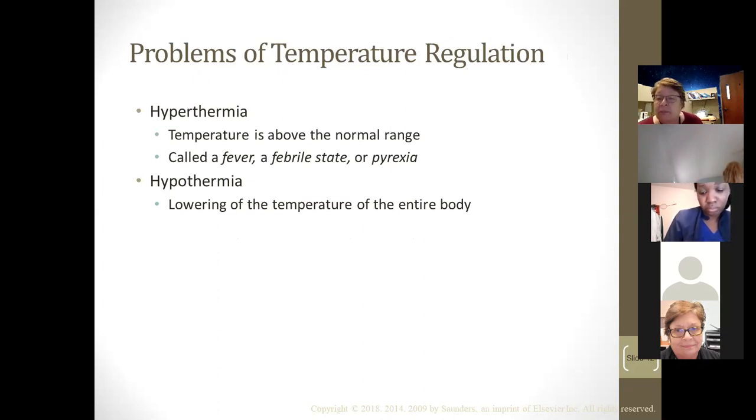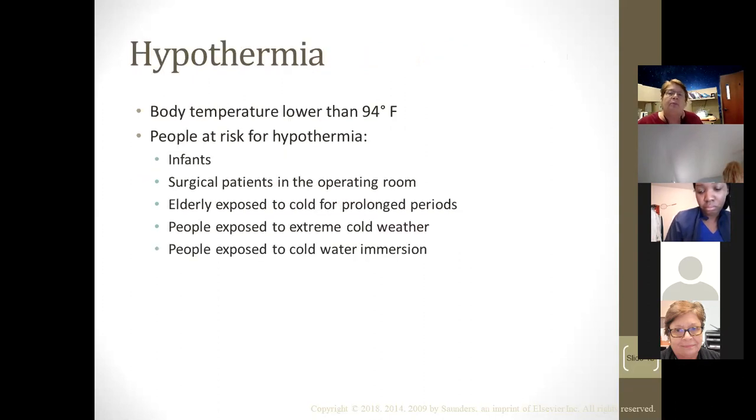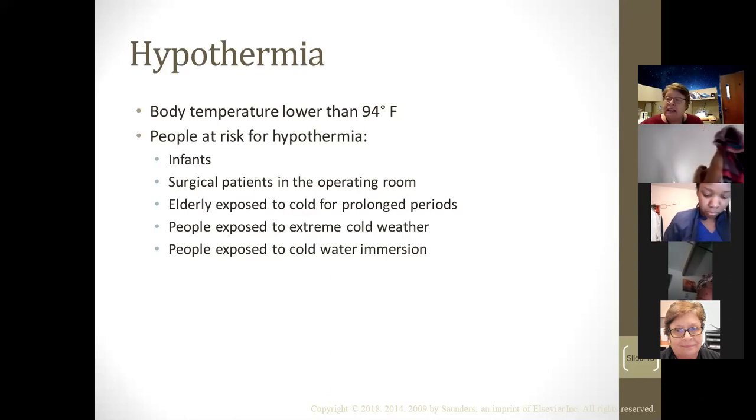Hypothermia means lowering of the body temp, the entire body temperature, not just your fingers and toes, everything. So hypothermia means your body temperature is lower than 94 degrees Fahrenheit. Now, if your normal temperature is 98, that means your body temperature has dropped 4 degrees. That's a lot. People who are at risk for hypothermia are infants. We know we need to keep them warm. They can't keep themselves warm.